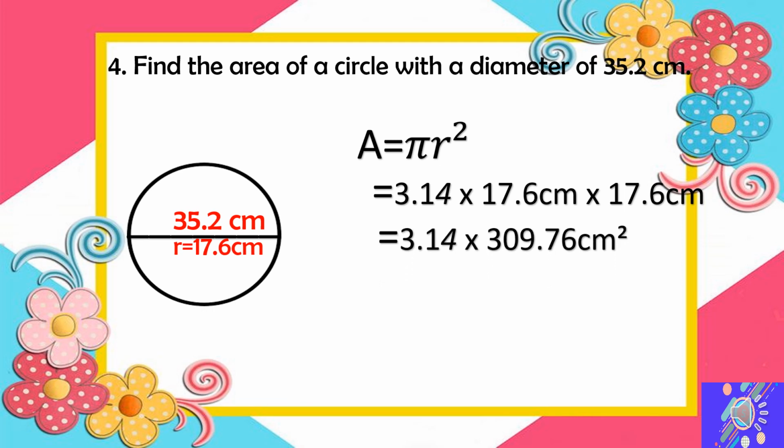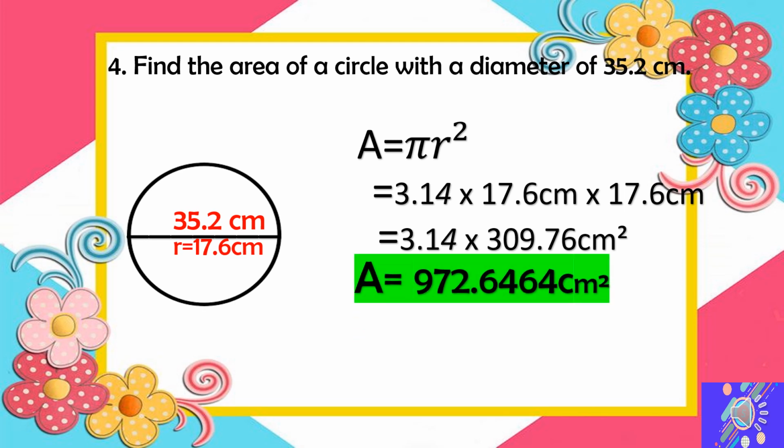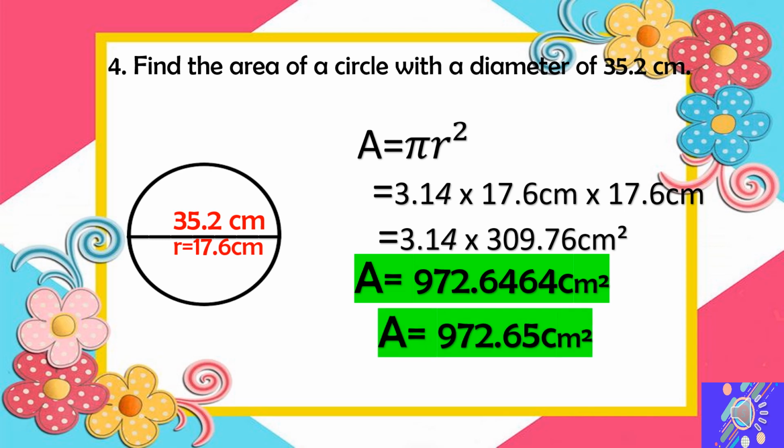When we multiply 17.6 centimeters times 17.6 centimeters, the answer will be 309.6 square centimeters. And to find the area, we will multiply that number by 3.14, and that will give you the area of 972.64 square centimeters, or it can be 972.65 square centimeters.